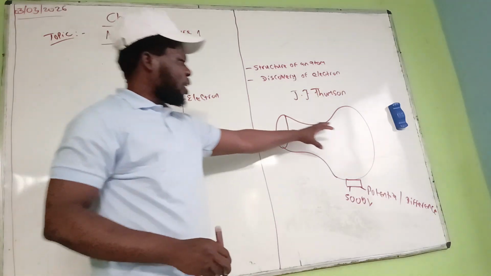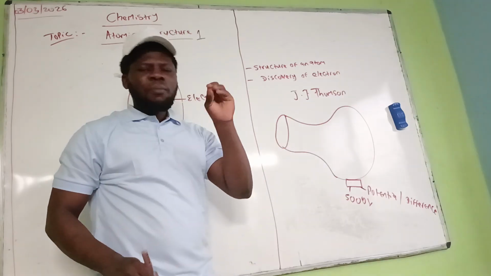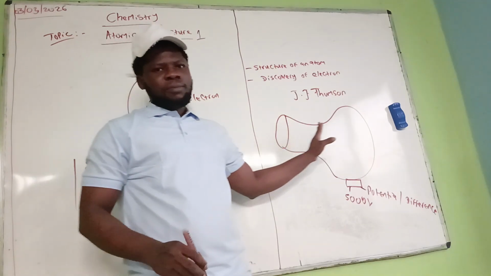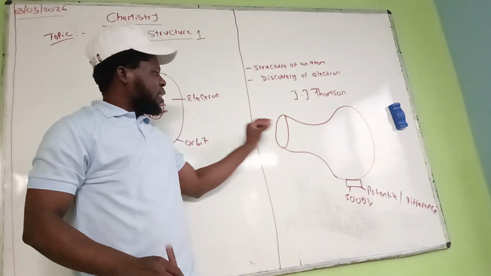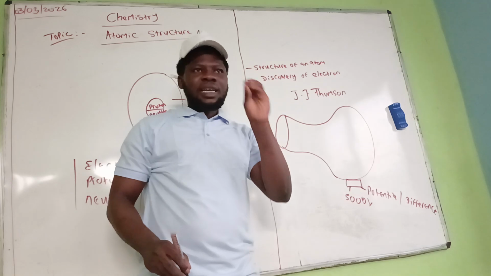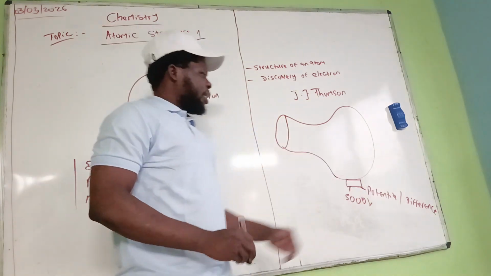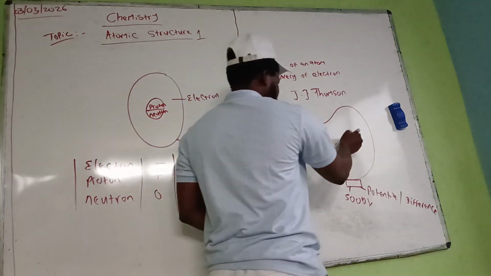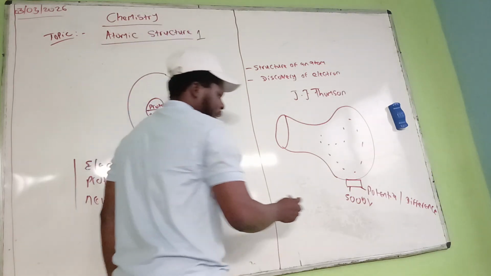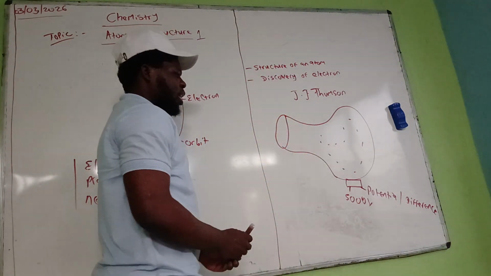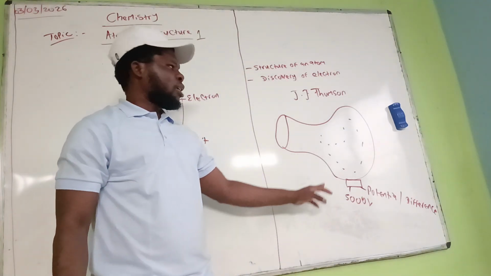Listen, he has a gas tube. This is a glass tube. He puts a small amount of gas inside the container. Let me recap. He got a glass tube and put a small amount of gas, a few gas particles, inside the tube. Let's say this was the gas he put inside the glass tube. Then he applied a potential difference of 5,000 volts to the glass tube.